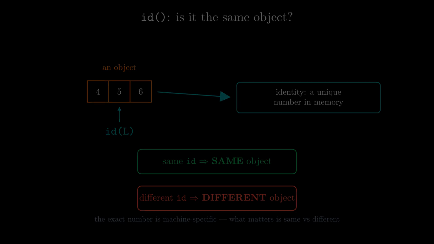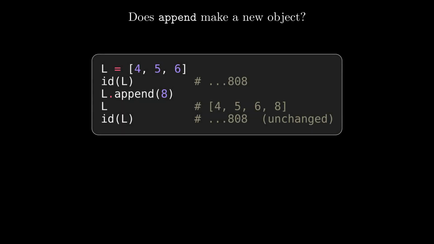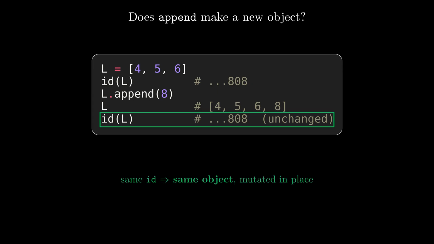Let's put it to work. Start with L equal to [4, 5, 6], ask for its id. It comes back as some long number. The exact value depends on your machine, so treat it as a label. We will watch the last three digits and say they end in 808. Now append an 8 to the list. L becomes [4, 5, 6, 8]. Check its id again, still ending in 808. Appending mutated the list in place, so it is the same object at the same address. We changed its contents without creating anything new.